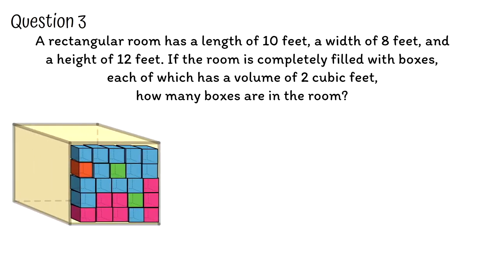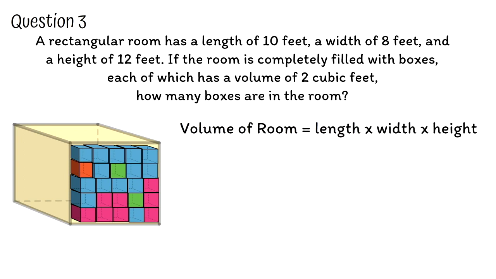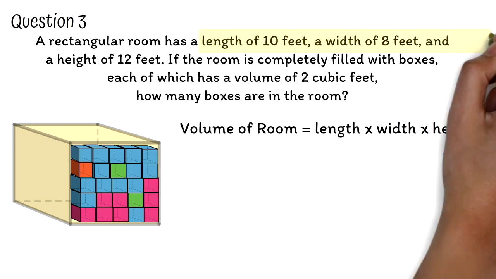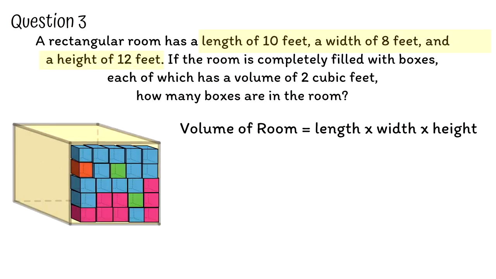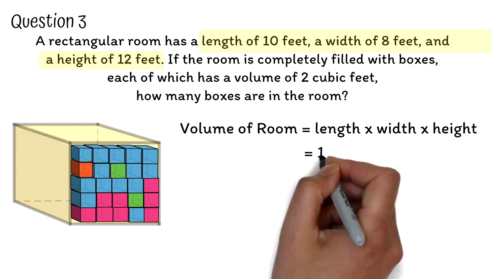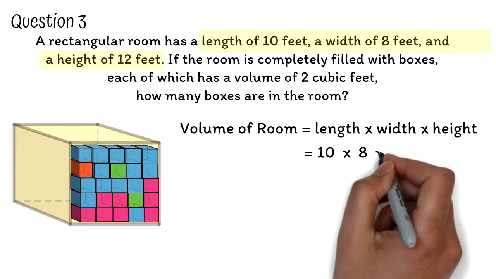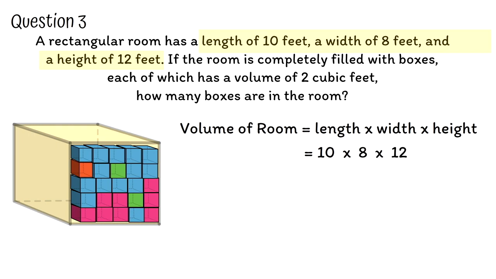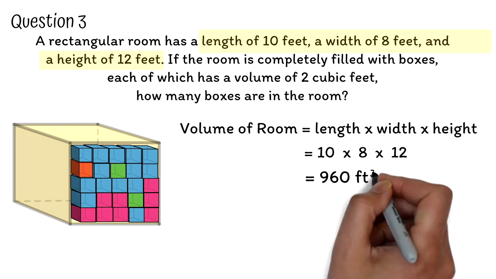To solve this problem, you need to first find the volume of the room. The volume of the room can be found by multiplying its length, width, and height. This formula will be given, but it's simple enough to just memorize. We have been given all these values, so we just put them into the formula. Volume of room equals 10 feet times 8 feet times 12 feet. The volume of room is therefore 960 cubic feet.